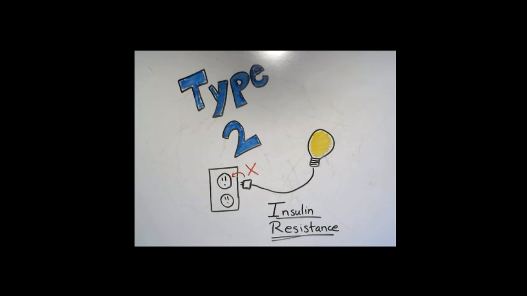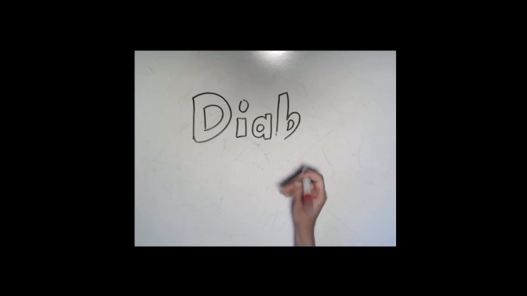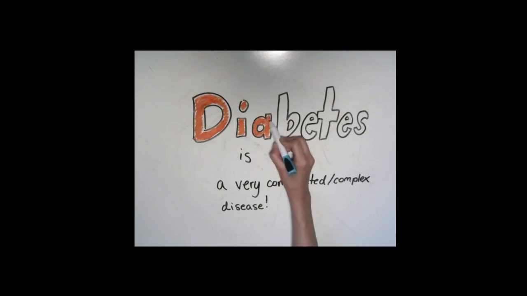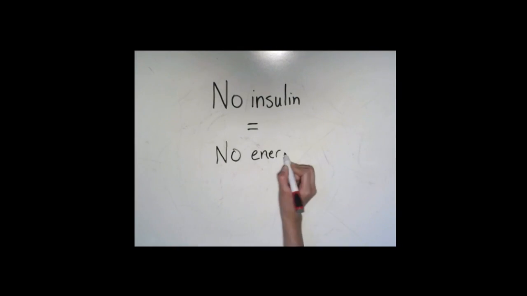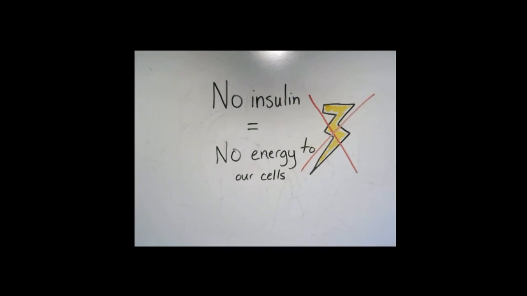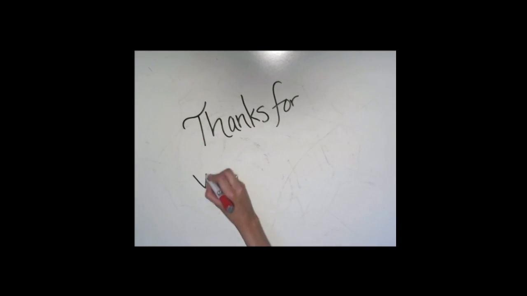As you can see, diabetes is a complicated disease that can develop from many different things going wrong in the body. Today, I only touched on the most common types of diabetes and what typically causes them. I hope that this video helped you to get a better general understanding of what diabetes is and how it works.